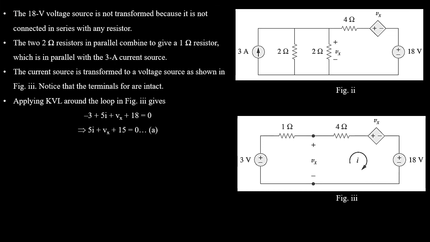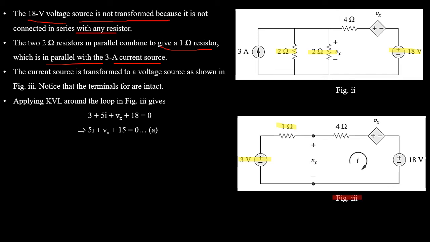Now note here that the 18 volt voltage source is not transformed into a current source because it is not connected in series with any resistor. Now if you look, we have two 2 ohm resistors, both in parallel, and we will get an equivalent resistor of 1 ohm, which will be in parallel with a 3 ampere current source, and we will apply source transformation and get a 3 volt voltage source in series with a 1 ohm resistor. And this transformation is shown in figure 3.